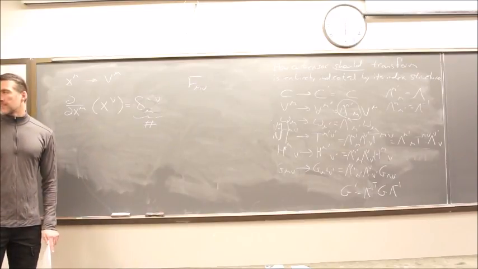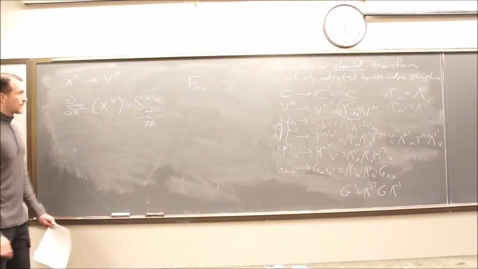What's the significance of the Kronecker delta having a mu in the denominator? Like, how did that happen?